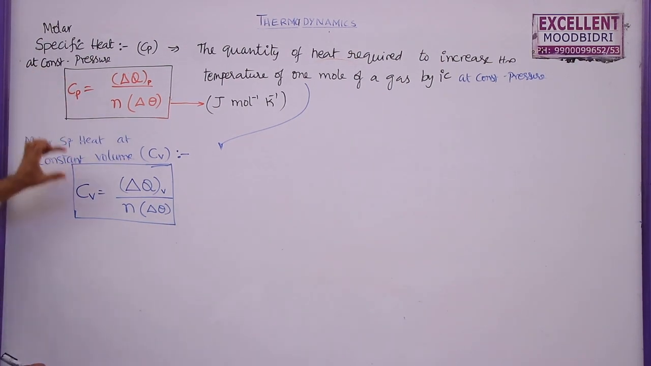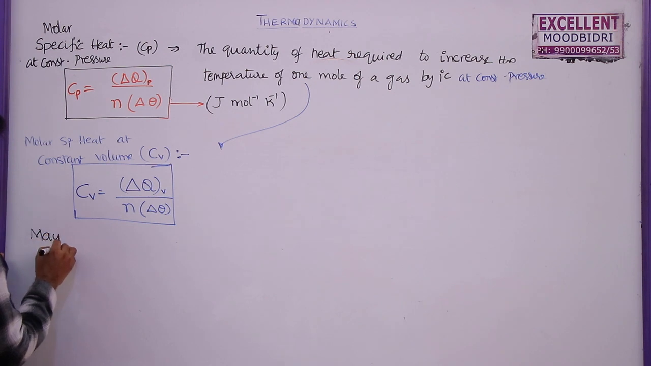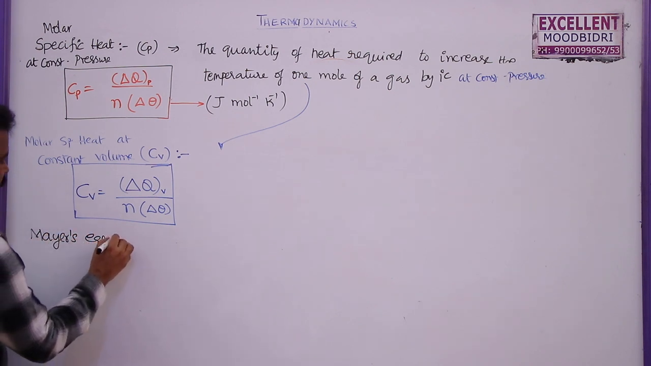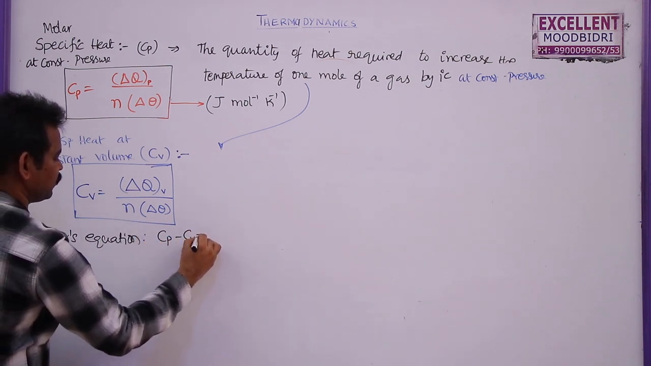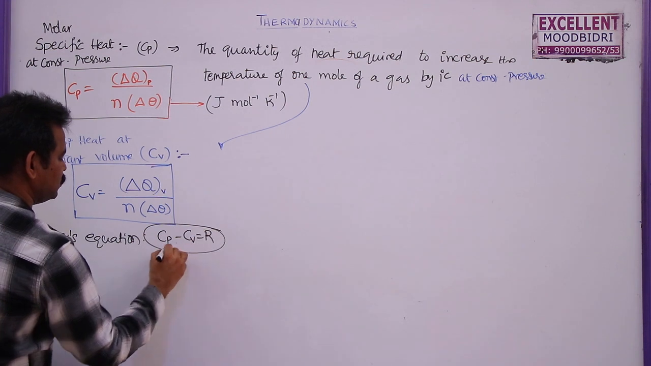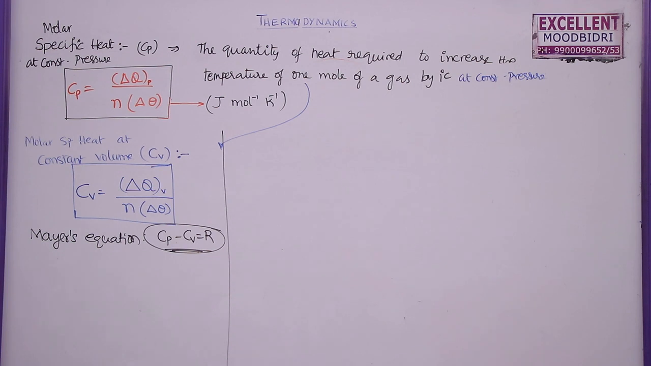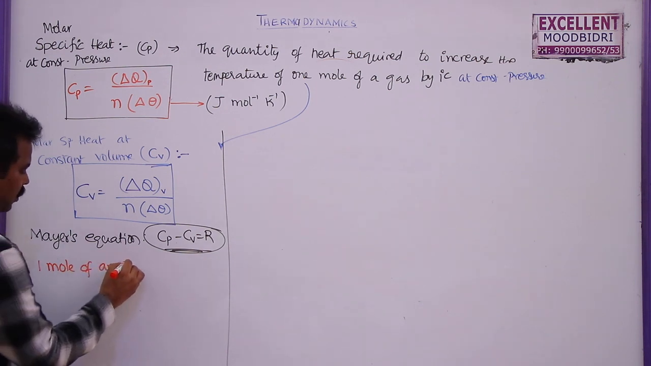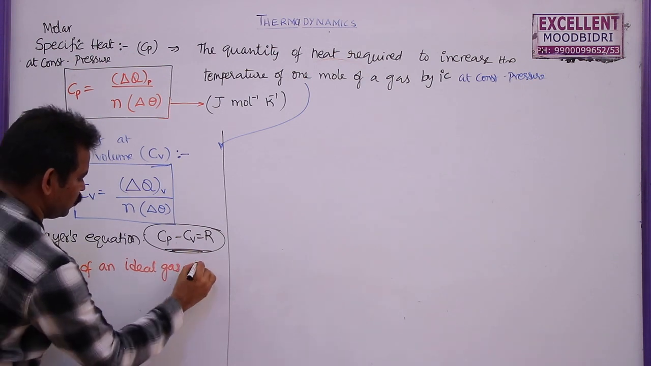The relation between Cp and Cv is given by Mayer's equation. So I am going to write here, Mayer's equation gives the relation between Cp and Cv. So this equation is Cp minus Cv is equal to R. So important derivation for PUC. So here what I am going to do, I am going to consider 1 mole of an ideal gas, where n is equal to 1.